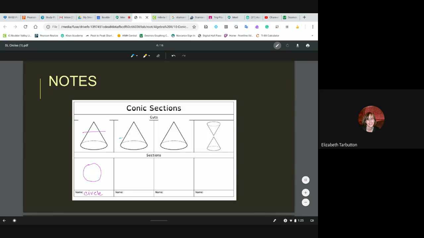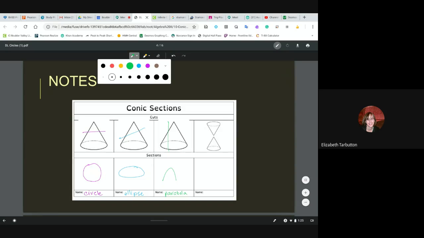If we cut our cone like this, we get an ellipse as our section. If we cut our cone like this, we get a parabola. And if we cut our cone like this, then we get a hyperbola. So these are the four conic sections that we're going to talk about in this last unit. And today we're really focused on the circle.